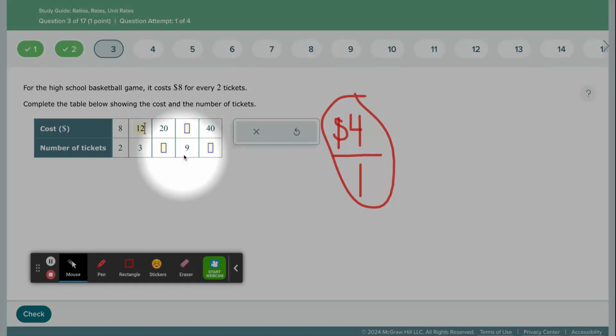Same thing for this one. If I need 9 tickets, I'm just going to multiply that one ticket by 9. So I need to multiply the cost by 9. So I know that 4 times 9 will get me a cost of 36 bucks, right?